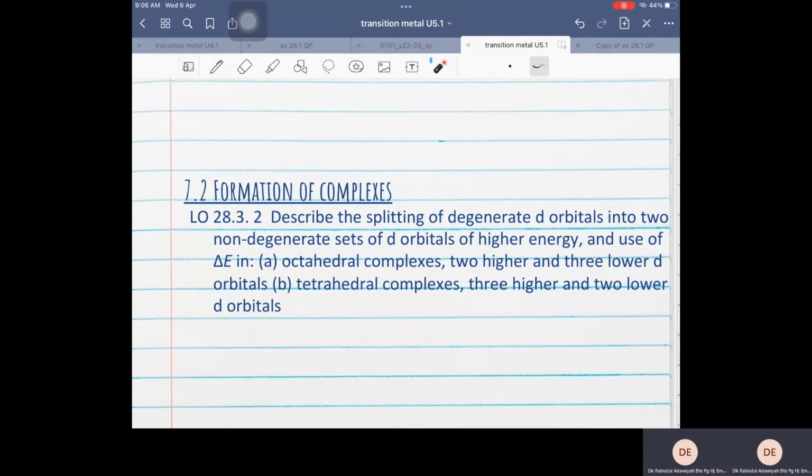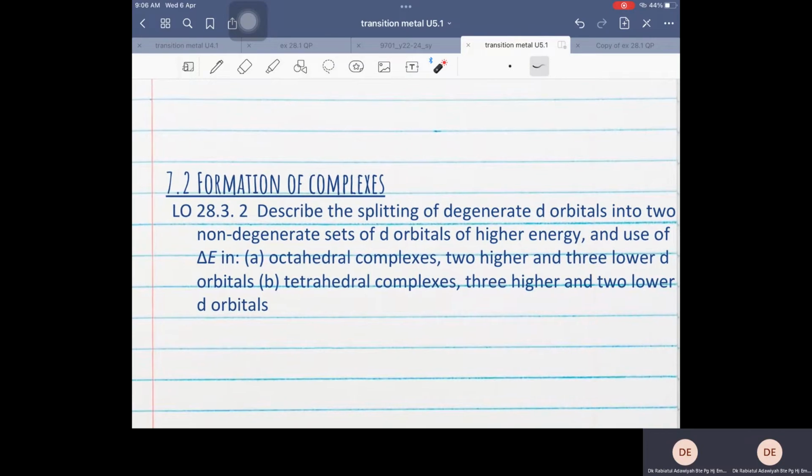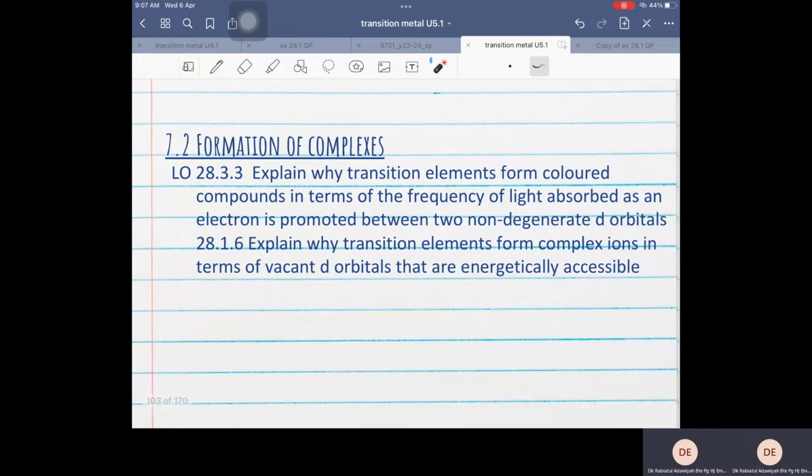The learning objective is to describe the splitting of the degenerate d orbitals into 2 non-degenerate sets. Depending on the shape of the complex, if we're looking at octahedral, there will be 2 at higher energy level and 3 lower. As for tetrahedral, the 3 orbitals will be higher and the 2 orbitals will be lower. Then this one will be for later on. I don't think we will get to cover this.